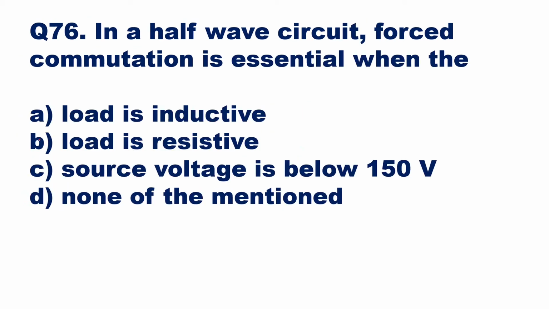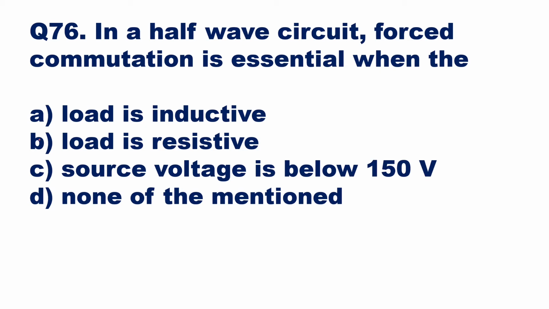In a half wave circuit, forced commutation is essential when, options are: the load is inductive, load is resistive, source voltage is below 150 volt, none of them mentioned. So here the answer is load is resistive. In a half wave circuit, forced commutation is essential when the load is resistive.